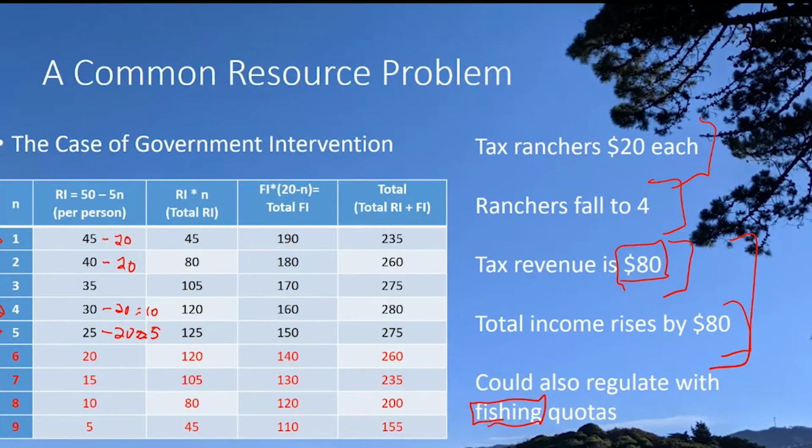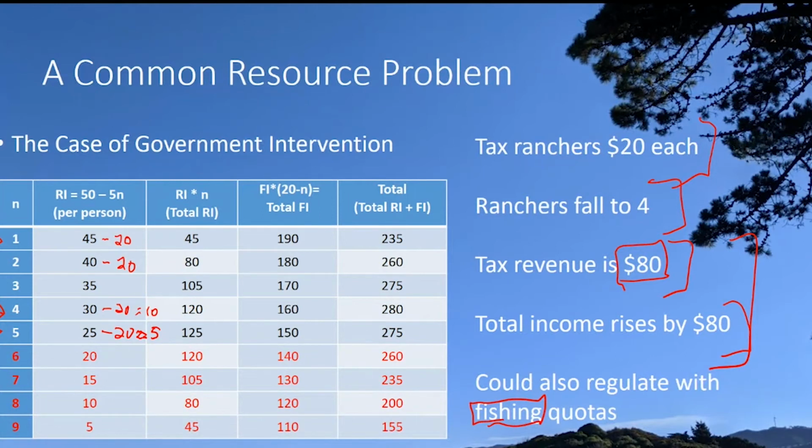We could do the same thing with pasture land. We could limit the number of ranchers to just 4. Just make it a regulation. There shall be only 4 ranchers in this pasture land. And then force the outcome in that particular way. So there's other ways you can regulate and kind of adjust what the outcome in this market would be.